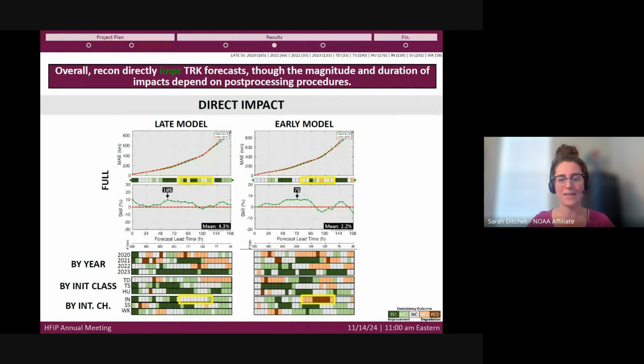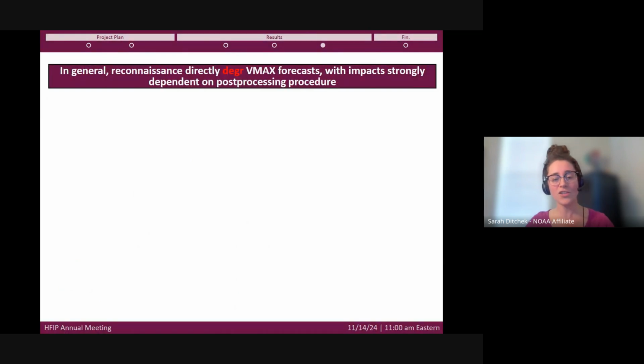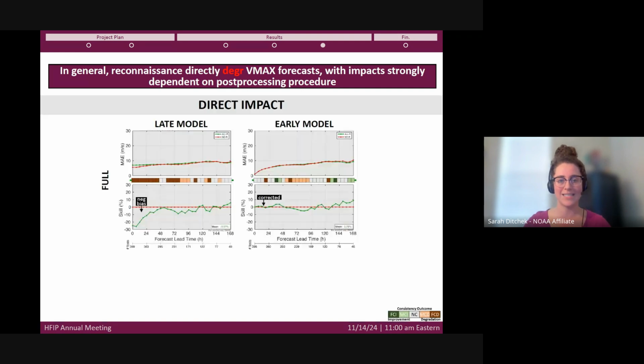Next. So in general, if you recall, I said recon obs directly degraded VMAX forecasts, and the impacts here are strongly dependent on the post-processing procedure. Next. On days 1 to 2, the late model had sizable degradation, up to 25%. Again, this is due to that negative intensity bias, as I mentioned earlier. In other words, TCs were too weak. As expected, the early model removes this bias. You could see that on the right, so the recon obs instead neutrally impacted early model VMAX forecasts.